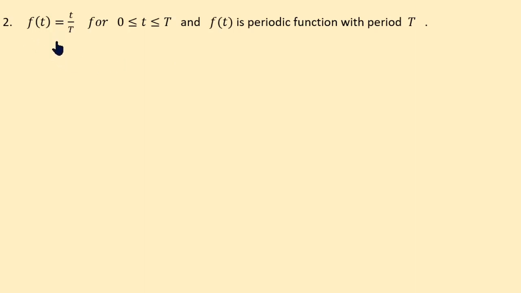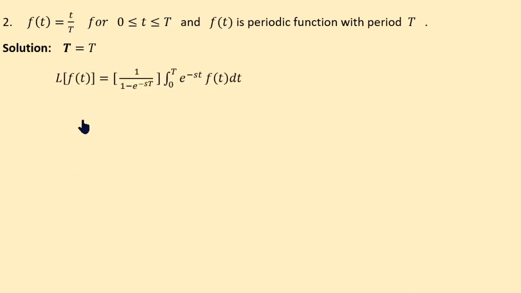So, the Laplace transform of this sawtooth wave: here capital T is the period, and f of t is t divided by capital T. Therefore, the Laplace transform of this f of t is 1 by 1 minus e power minus s into capital T, into the integral from 0 to capital T of e power minus st f of t dt. Now, capital T is constant, you can take it outside.